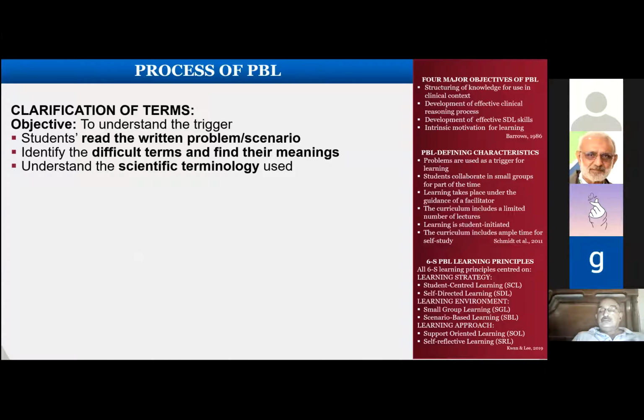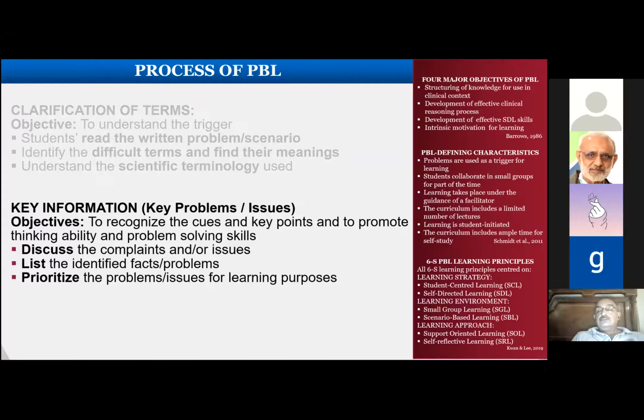What is the purpose of the clarification of terms? The objective is to understand the trigger. Students read the written problem or the scenario. They identify the difficult terms and find their meanings, and they understand the scientific terminology. It is very important, because sometimes the students think that they know the scientific terminology, but when you ask them what it means, they don't know. So the students are directed to find the meaning of the scientific terminology through the medical dictionary.